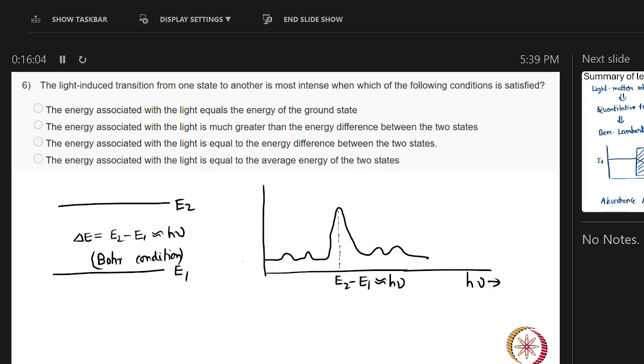What is the correct option? The energy associated with light equal to the energy of the ground state? The energy associated with light is much greater than the energy difference between two states? No. You can plug this into the previous equation and check. The energy associated with light is equal to the energy difference between two states. Correct. This is called the Bohr condition.